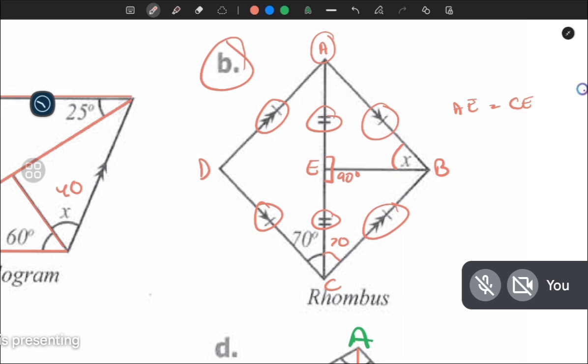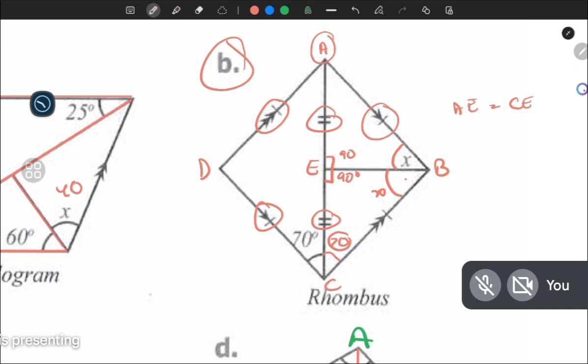Yep. So now you have two angles here. Can you find this angle? Just this one. You've got this. So can you give me this? 20, right? Okay.